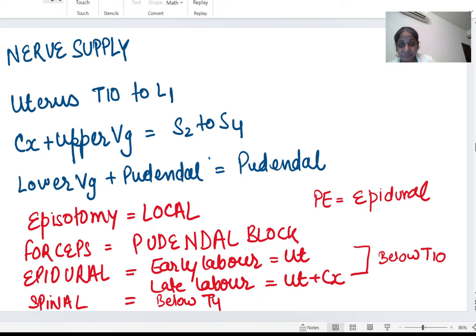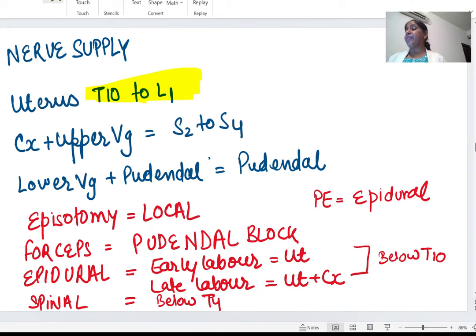The last slide. What is the nerve supply of the uterus? These days, these questions are coming very frequently on uterus nerve supply. Again, the last important slide. The nerve supply of the uterus is T10 to L1: T10, 11, 12 and L1. What is the nerve supply of the cervix and upper vagina?